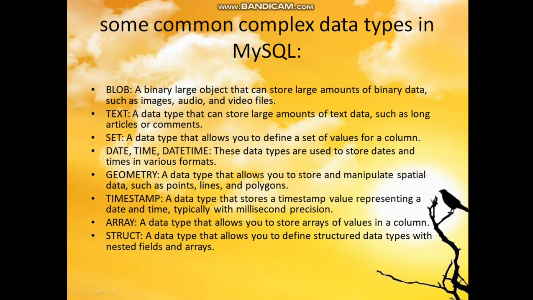Geometry: a data type that allows you to store and manipulate spatial data such as points, lines, and polygons. Timestamp: a data type that stores a timestamp value representing a date and time, typically with millisecond precision. Array: a data type that allows you to store arrays of values in a column. Struct: a data type that allows you to define structured data types with nested fields and arrays.